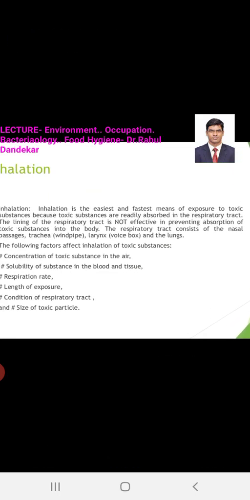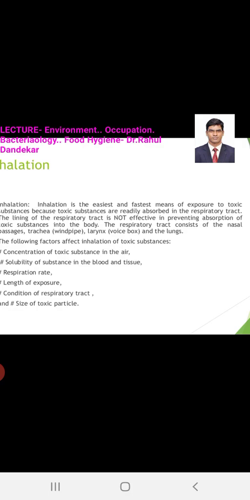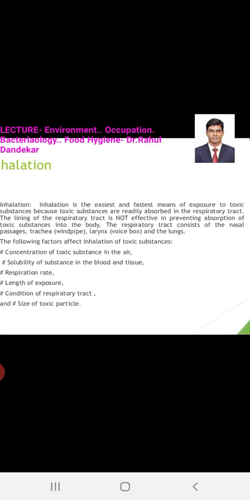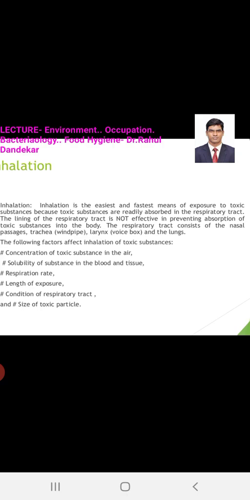There are some problems in inhalation. Inhalation is the easiest and fastest means of exposure to toxic substances, because toxic substances are readily absorbed in the respiratory tract. The lining of the respiratory tract is not effective in preventing absorption of toxic substances into the body. The respiratory tract consists of the nasal passages, trachea, windpipe, larynx, voice box, and the lungs. The following factors affect inhalation of toxic substances: concentration of toxic substances in the air, solubility of substances in the blood and tissue, respiratory rate, length of exposure, conditions of the respiratory tract, and size of toxic particles.